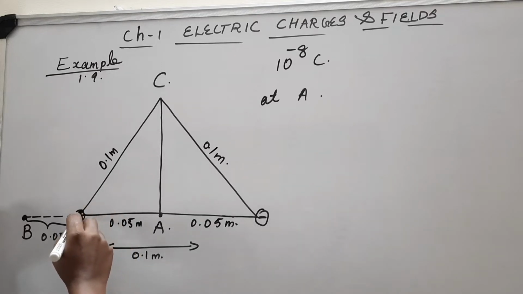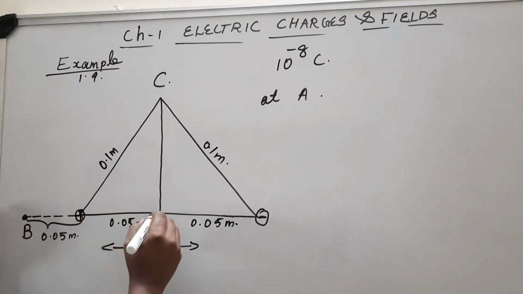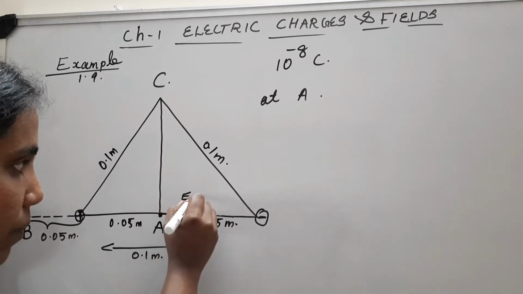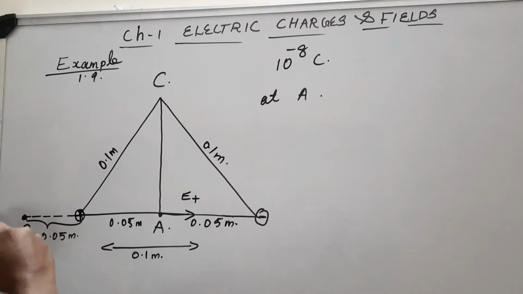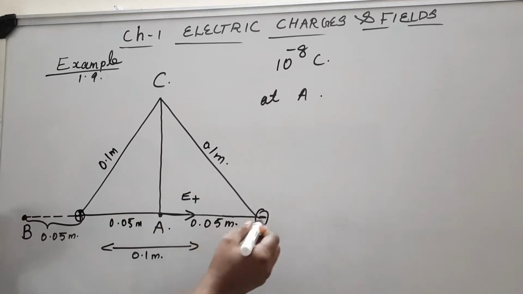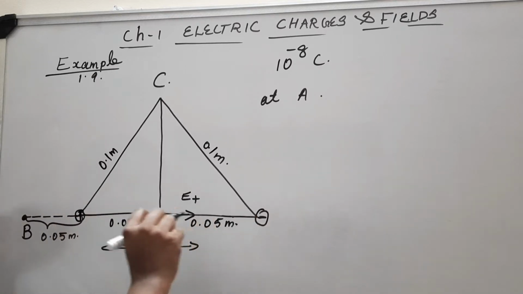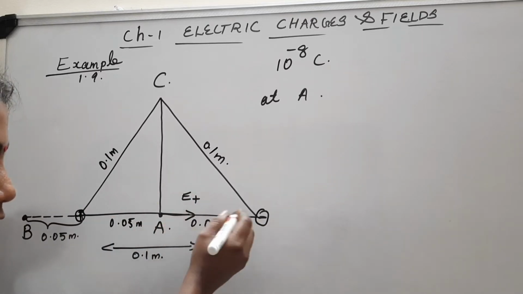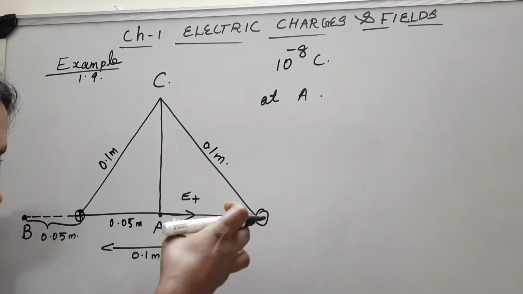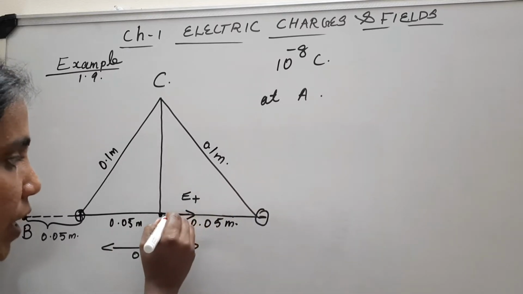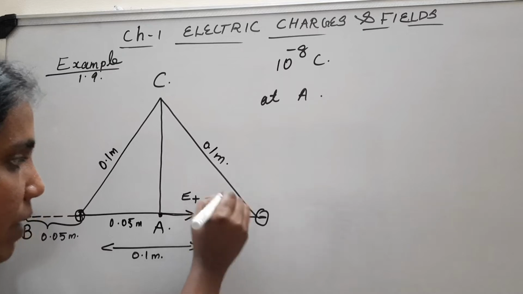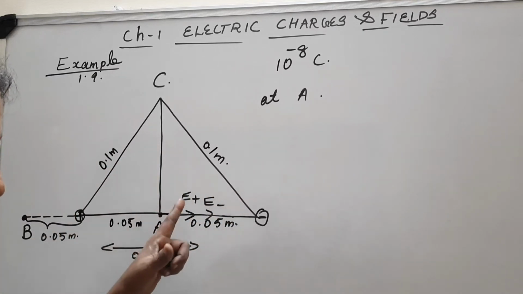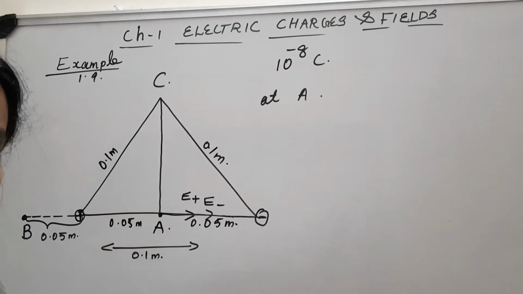The direction of field by positive charge will be radially outward, that means in this direction. So I am writing it as E plus. So E plus is away, that means outward, and E minus is in the same direction because field due to a negative charge is towards the charge. So at A, both E plus and E minus are in the same direction.